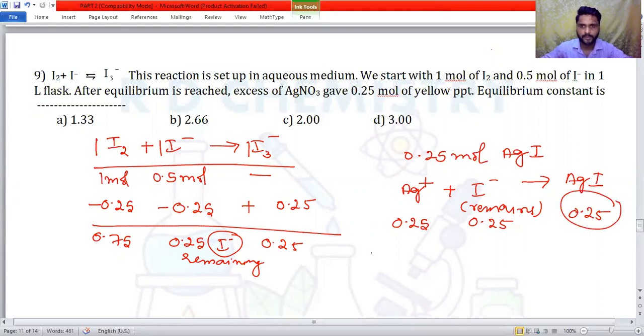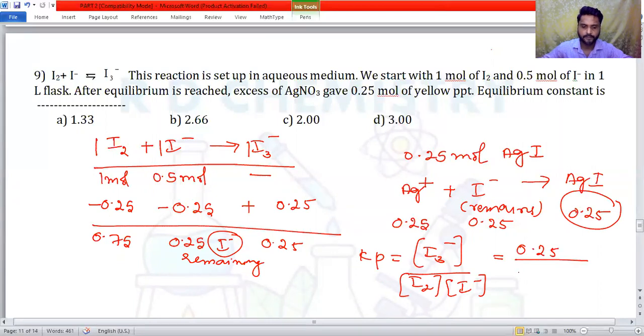Okay, so what is the Kp now? We are supposed to calculate the Kp expression. So Kp is equal to I3 minus concentration divided by I2 concentration into I minus concentration, which is equal to 0.25 divided by 0.25 for the iodide into 0.75 for the iodine. So this Kp value is equal to 1.33. That is option number 1, the answer, right?